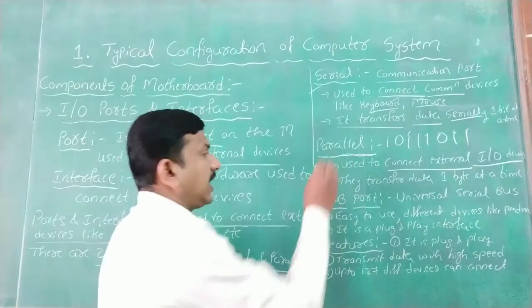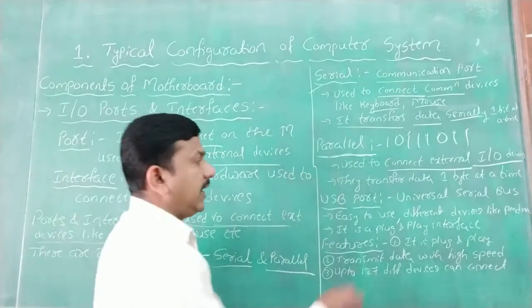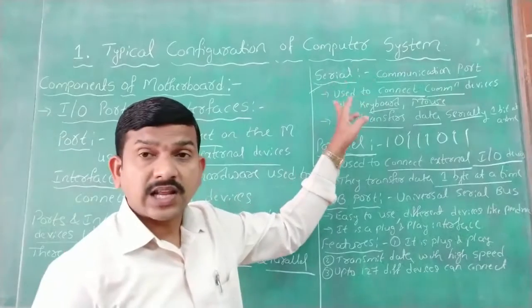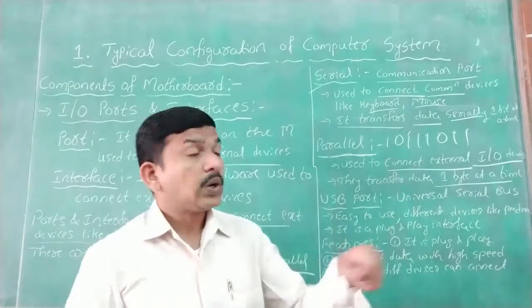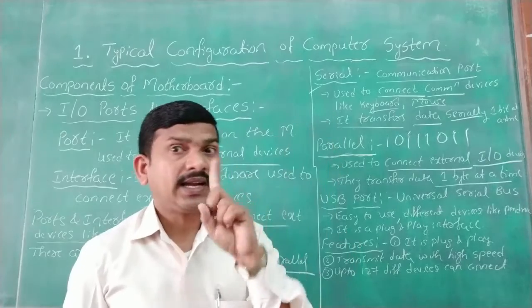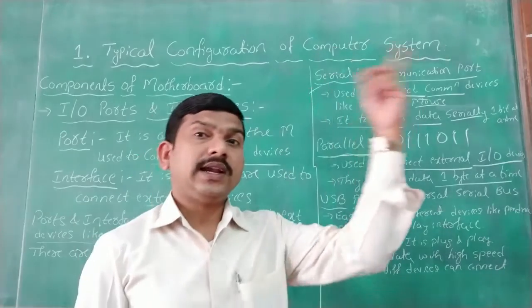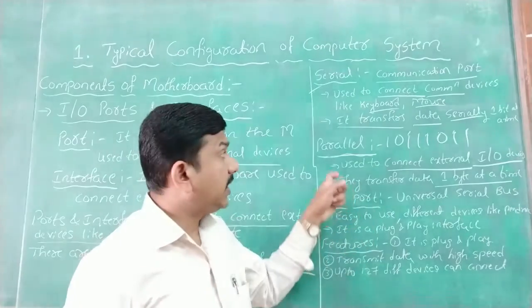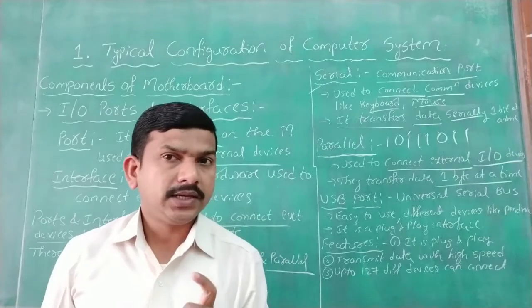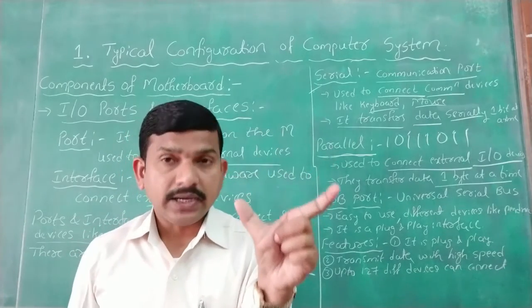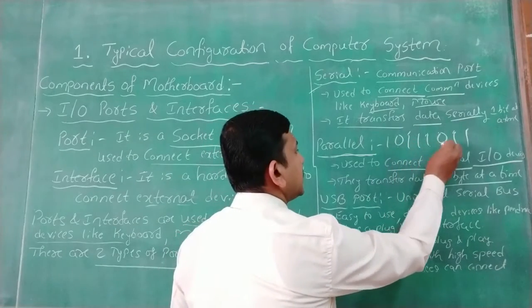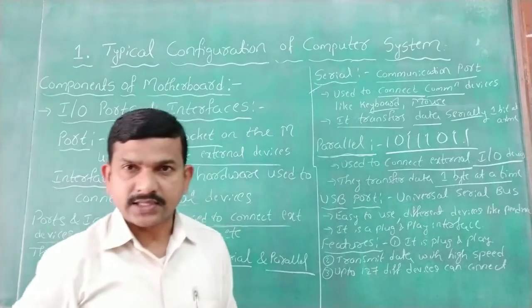How will the data be transferred with the help of this port? The data is transferred 1 byte at a time. In the serial port, the data is transferred 1 bit at a time, bitwise. At a time, only 1 bit of data will be transferred. But here it is 1 byte. So how many bits are equal to 1 byte? 8 bits are equal to 1 byte. For example, 1, 2, 3, 4, 5, 6, 7, 8. This is 1 byte.